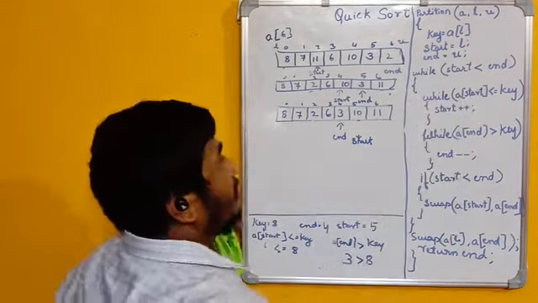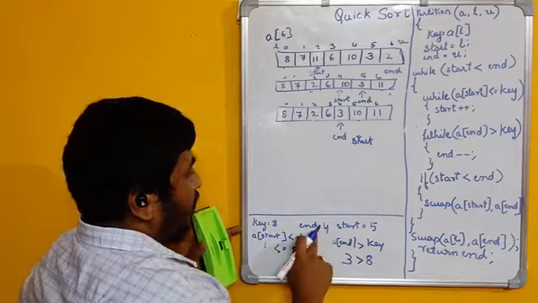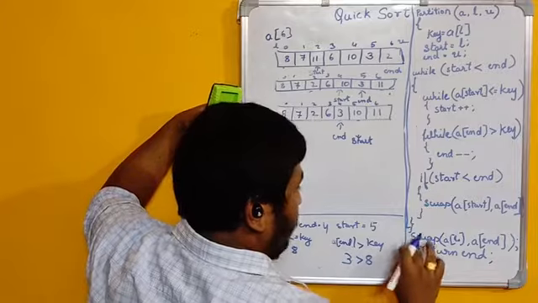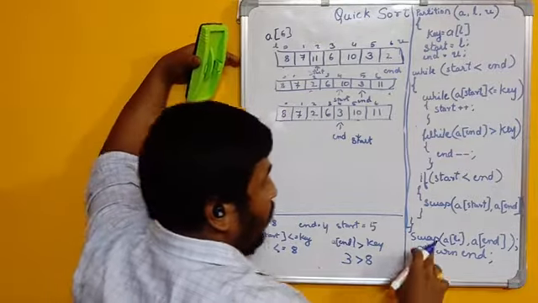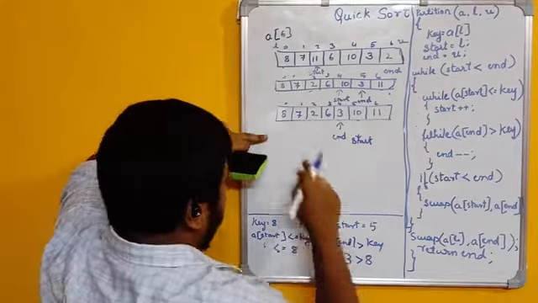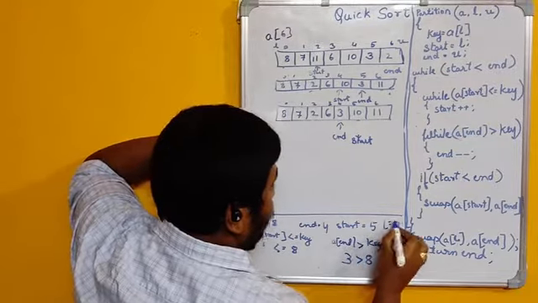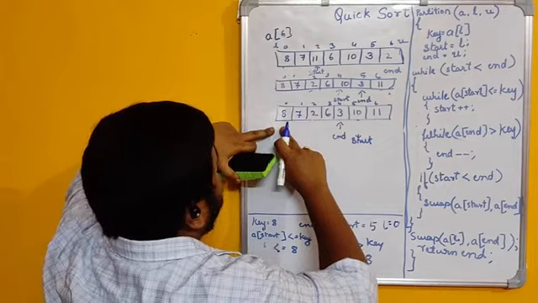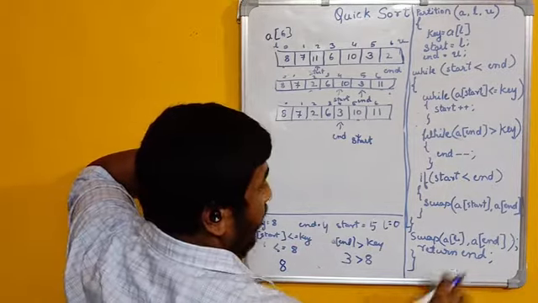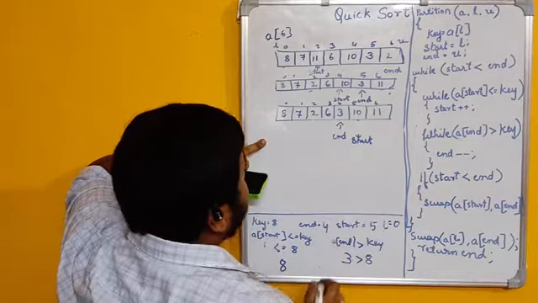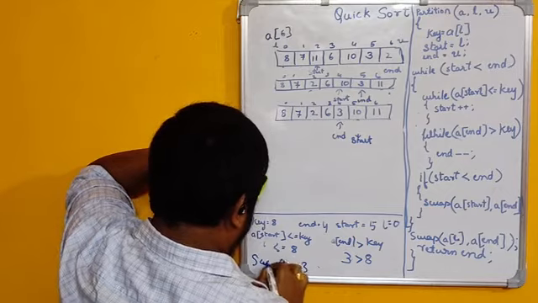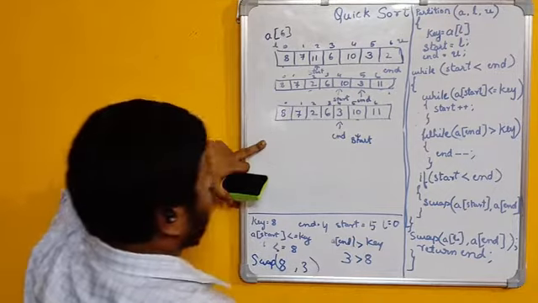Again it will check: start is less than end? Start is 5 and end is 4. The condition failed. So it will come out of the loop and execute this. What? Swap A of L. L value is 0. So A of L is now 8, and A of end is 3. We have to swap 8 and 3.